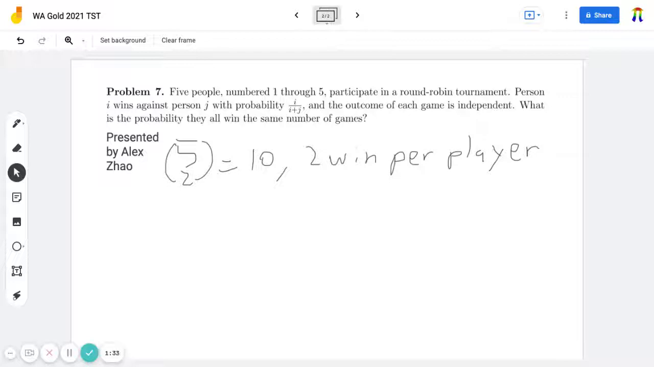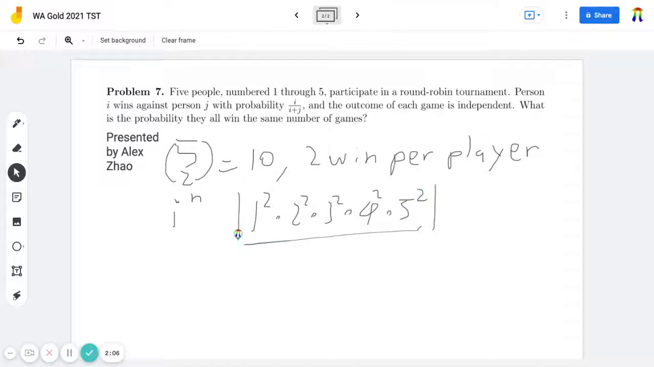So for the numerator, it's the product of I to the n for all I, where n is the number of games they win, right? But we know that every player wins 2 games, so n is equal to 2. In particular, that means we just have 1 squared times 2 squared times 3 squared times 4 squared times 5 squared. This is our numerator. Now let's look at the denominator.